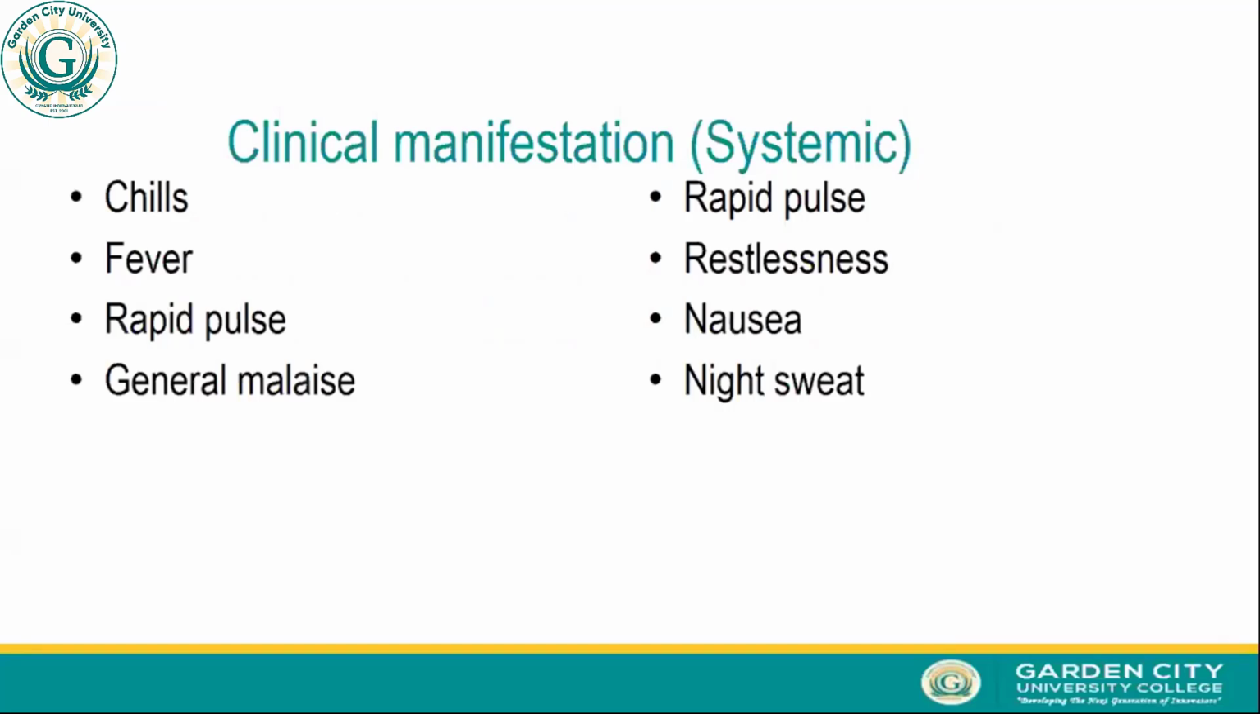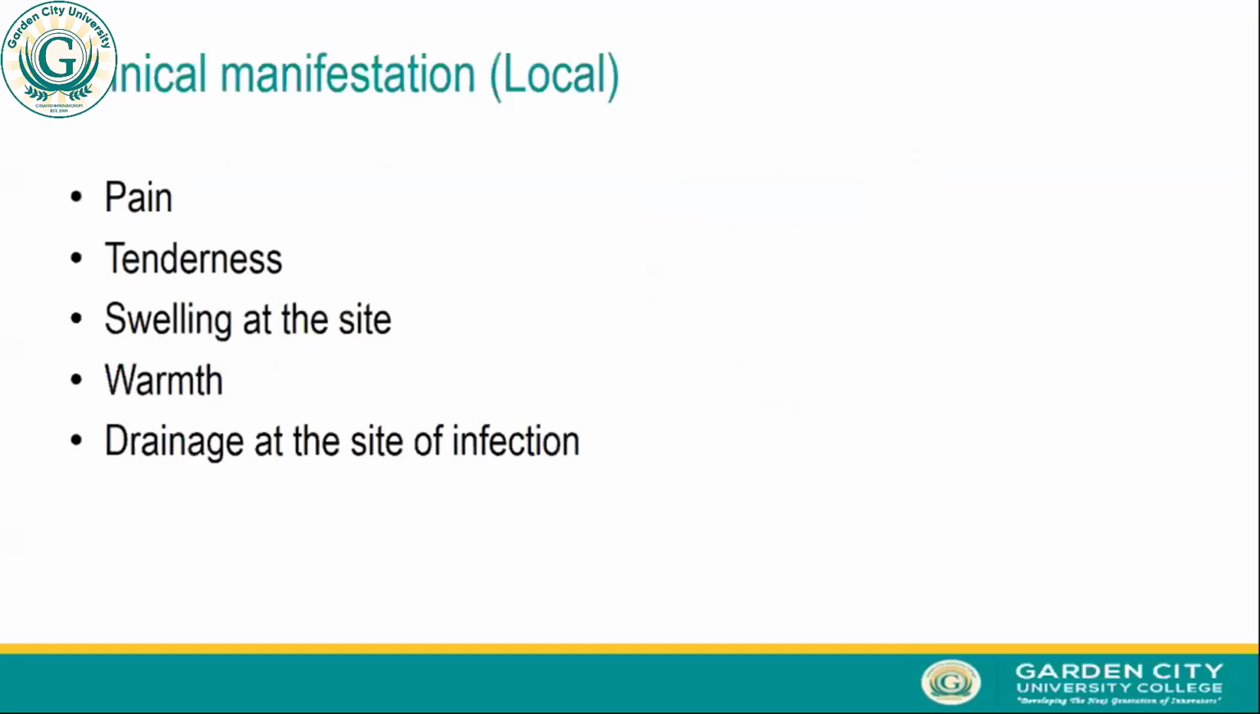All right, signs and symptoms. We have the systemic and the local. Chills, fever, rapid pulse, general malaise, restlessness, night sweat, nausea. These are systemic, and then we have the pain also. For the acute, I explained that the pain is more throbbing, right? We have tenderness, swelling, warmth, and then drainage at the infection site. Any questions?